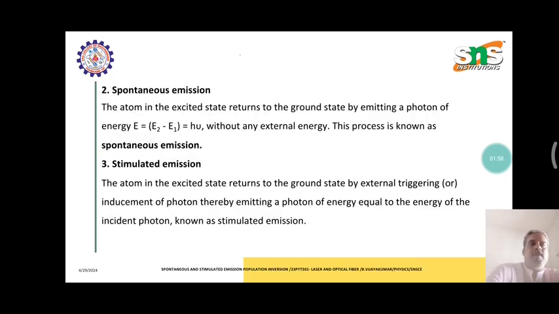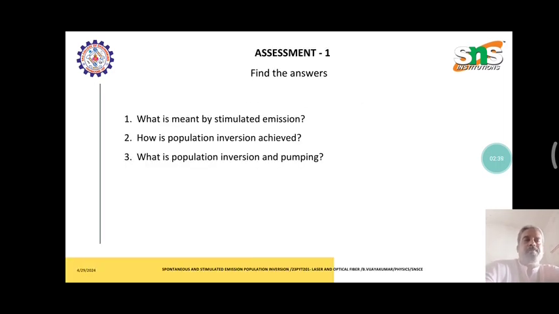Second, spontaneous emission. The atom in an excited state returns to the ground state by emitting a photon of energy E equal to h nu without the addition of external energy. This process is known as spontaneous emission. The next one is stimulated emission. The atom in the excited state returns to the ground state by an external photon, emitting a photon of energy equal to the energy of the incident photon. It is called stimulated emission.